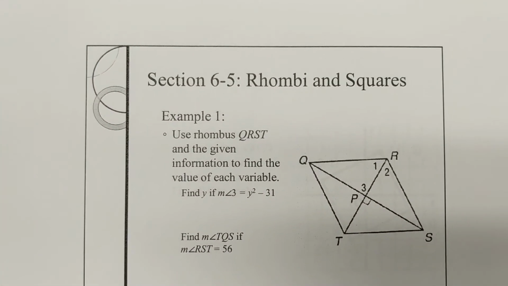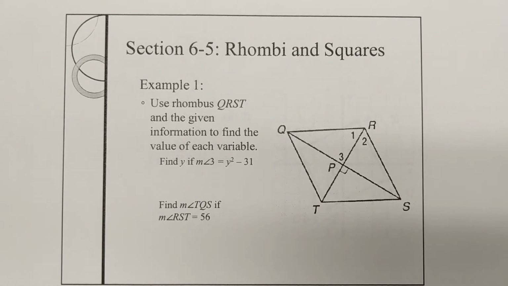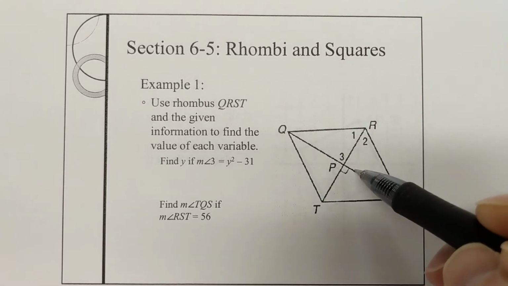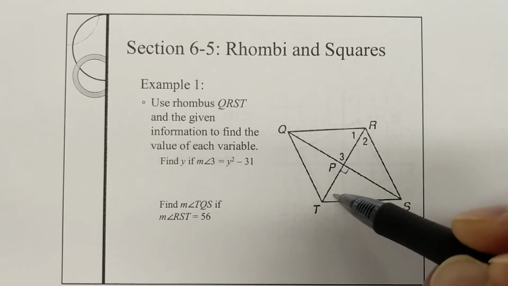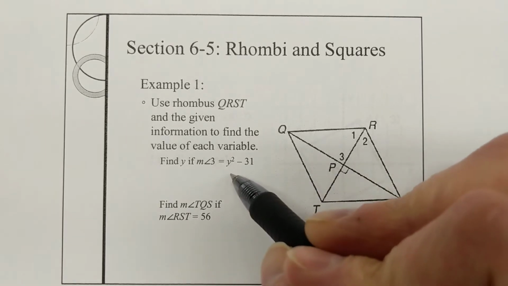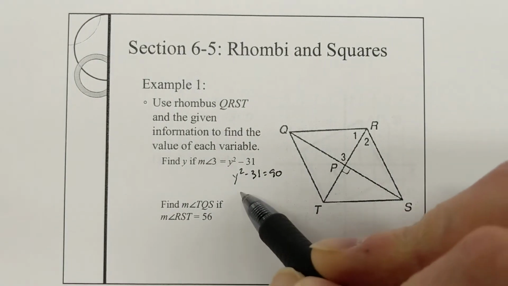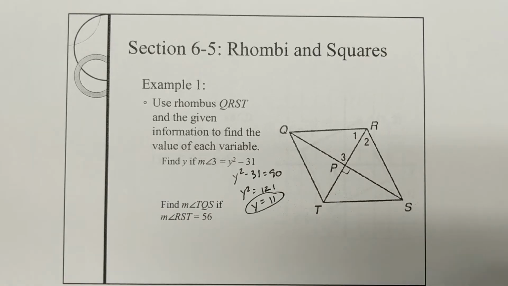Okay, example 1 here. Use rhombus QRST and the given information to find the value of each variable. Find y if the measure of angle 3 is y squared minus 31. So here's angle 3, and we want to find the value for y. Since this is a rhombus, the diagonals QS and RT meet at a right angle because they're perpendicular to each other. So if that's 90 degrees, so is angle 3. So y squared minus 31 is equal to 90. Add that across: y squared equals 121. To get rid of the squared, you take the square root, which gives you y is equal to 11.